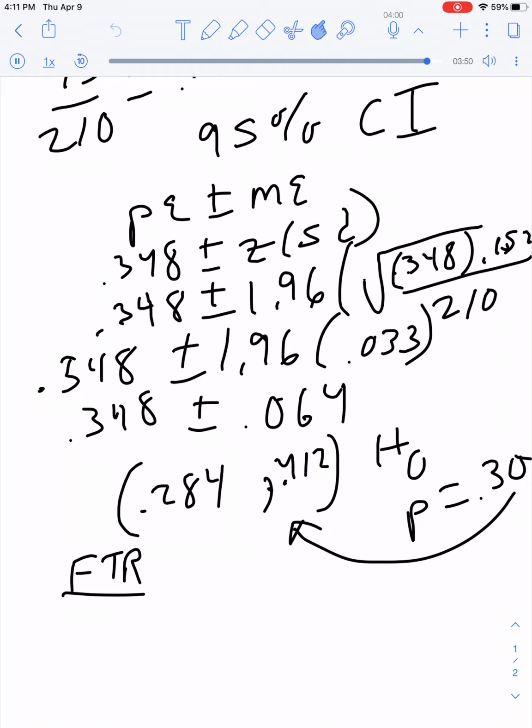I'm going to back this up a little bit later here and also show you how to do this on the calculator. You can do a hypothesis test on a calculator as well, but I need to turn on my camera feature for that. Hope this helps.